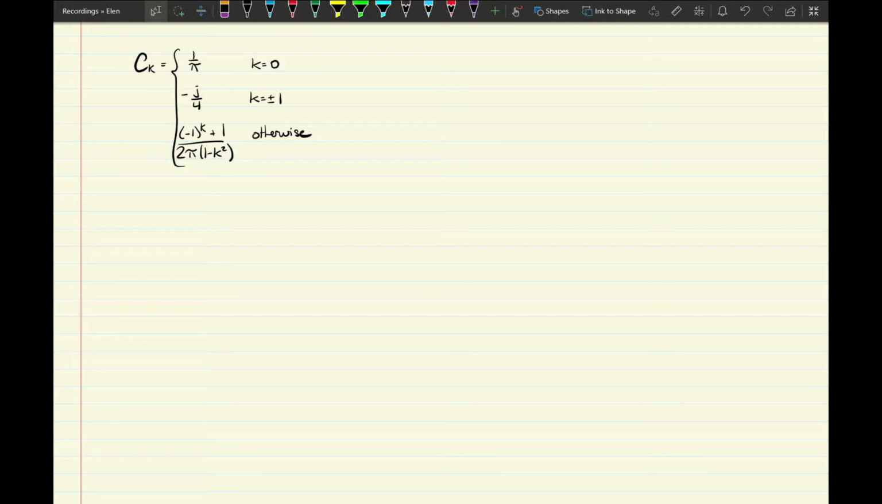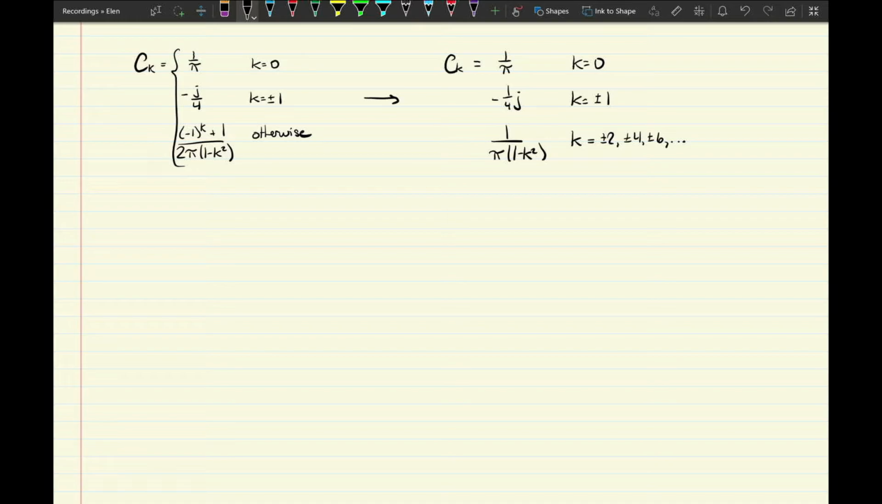But for this other term, we have an alternating negative 1 to the k. If k is an even number, negative 1 to the power of some even integer is going to end up being positive 1. And we'll have 1 plus 1, which is 2 in the numerator, and that's going to cancel a 2 in the denominator. Now, when k is an odd number, negative 1 to an odd power is going to be negative 1. And in the numerator, that leaves us with negative 1 plus 1, which is 0. So all of the odd Fourier coefficients are going to be 0, except for k equals plus or minus 1.